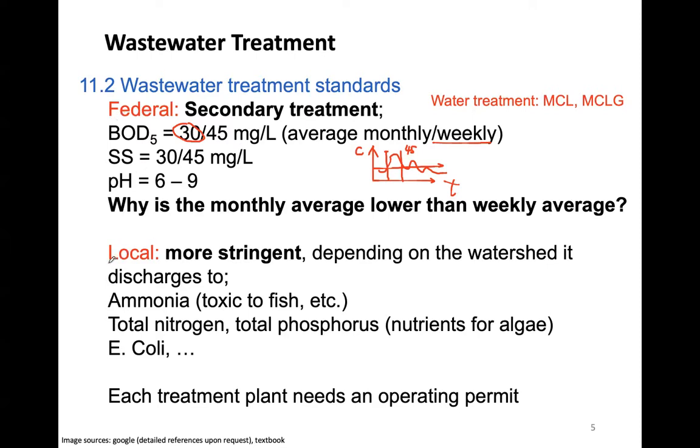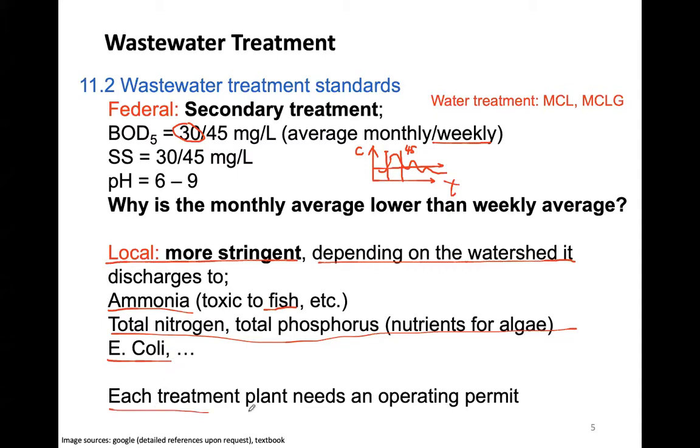And we also have the local requirements. Generally, they're more stringent, and it really depends on the watershed it's discharged to, because there are some ecosystems that are very fragile. So for example, we want to limit the amount of ammonia because we don't want to kill the fish, right? The total nitrogen, so we don't want to cause any algae blooms. And also we want to control the amount of E. coli because we don't want to harm the other, let's say, bacteria in the system, right?